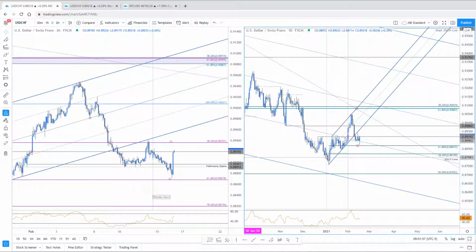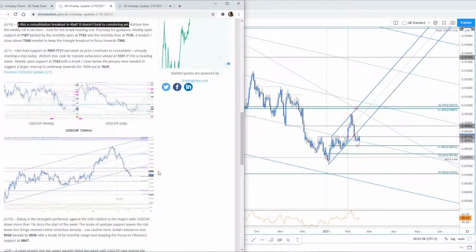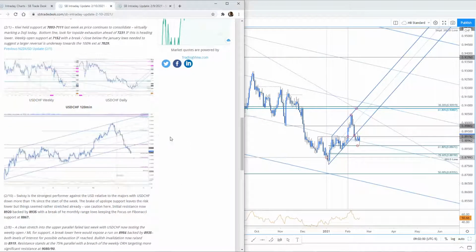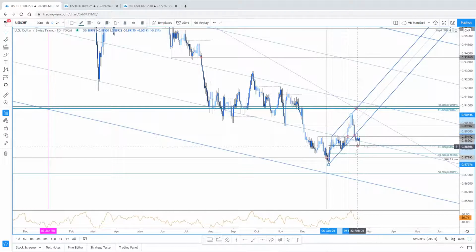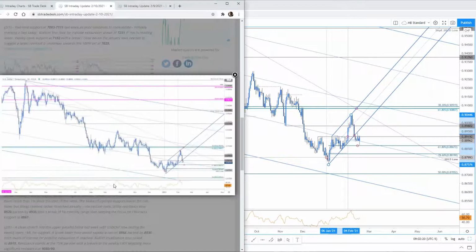Here's the daily, and here's how Swissy looked last week. We were talking about this break of the channel that we were following off the yearly lows. Looked pretty clean. You got a lot of touches of support. That break kind of fizzled out into the monthly open. Today, struck lower, turned just ahead of the 618, which is right here at 88.67, and just ripped back higher. Is this the onset of the reversal?